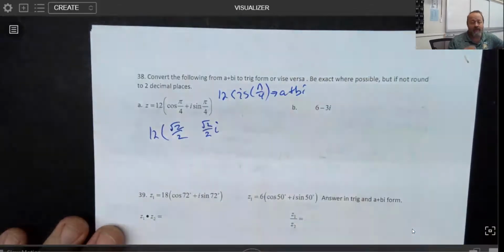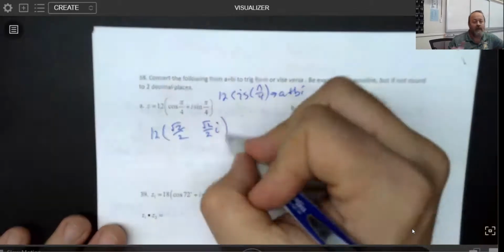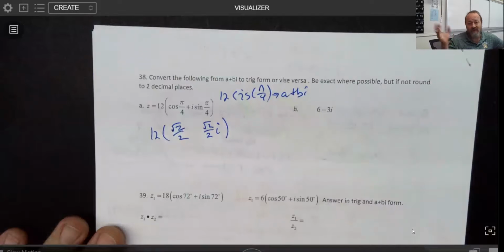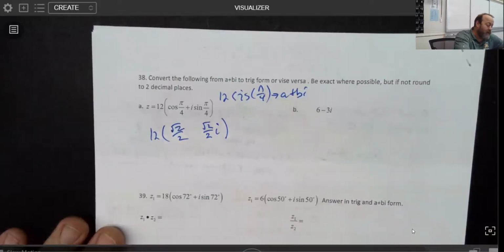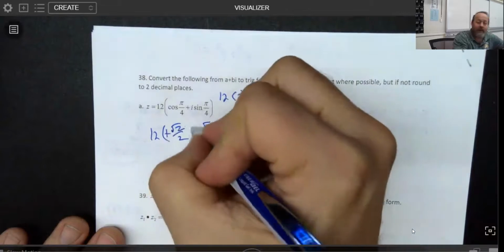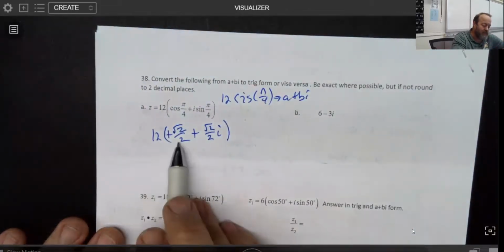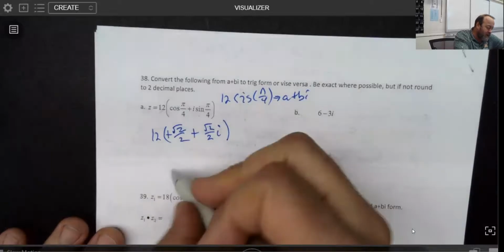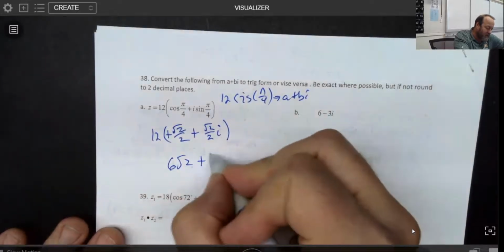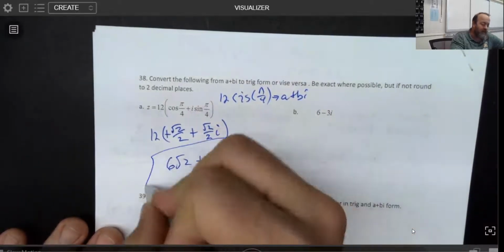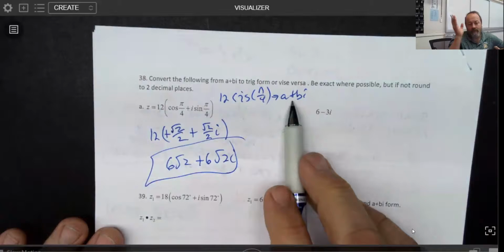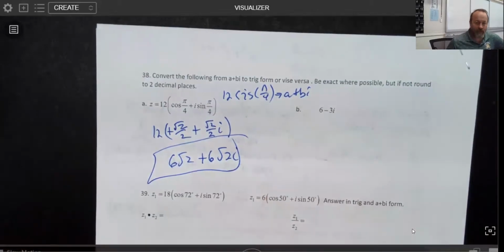Then we have to stop and think what quadrant it is in. Pi over 4 is just in the first quadrant. It literally is just 45 degrees up in that first quadrant, where both the cosine and the sine are positive. Quick distributive property, 12 times this, the 2's would cancel, and I get 6 roots of 2 and 6 roots of 2i. That is in my a plus bi form. I'm done. There's nothing more to do with that problem.